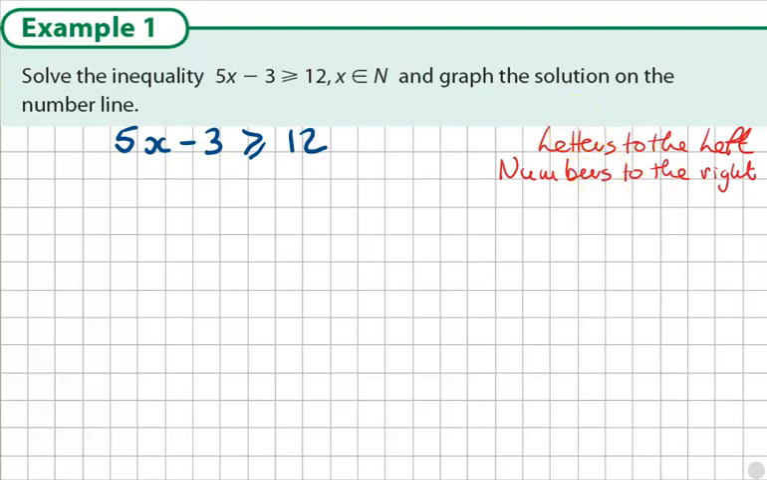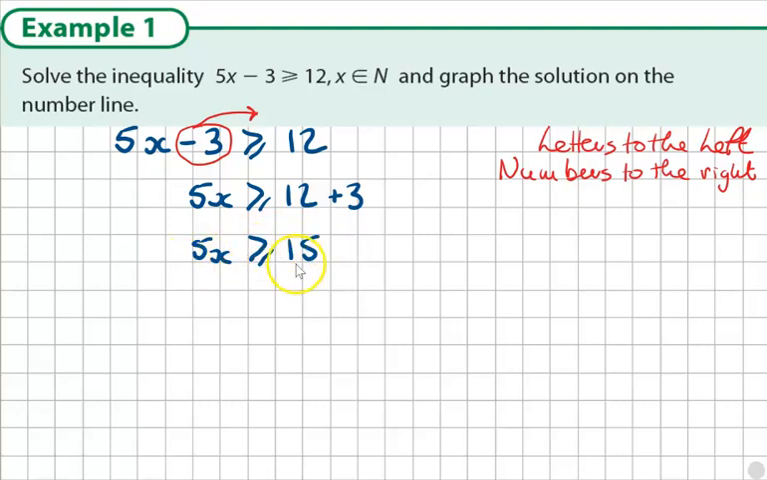We're going to follow the rule: letters to the left, numbers to the right. We grab hold of the minus 3, we bring it over the inequality sign, and it changes to plus 3. So we have 5x is greater or equal to 12 plus 3, and 12 plus 3 is 15.